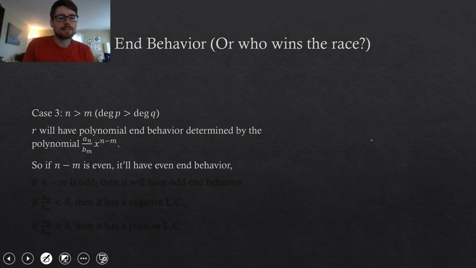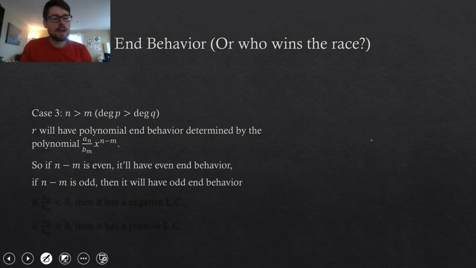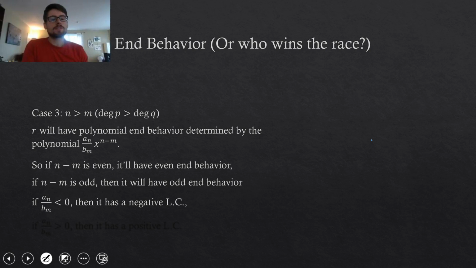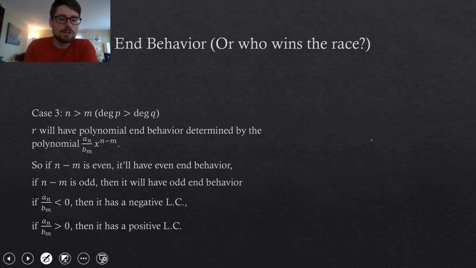If n minus m is even, it's going to have even end behavior. If n minus m is odd, it's going to have odd end behavior. If the ratio of leading coefficients is negative, it has a negative leading coefficient. If it's positive, it has a positive leading coefficient. And you just default to your polynomial end behavior.